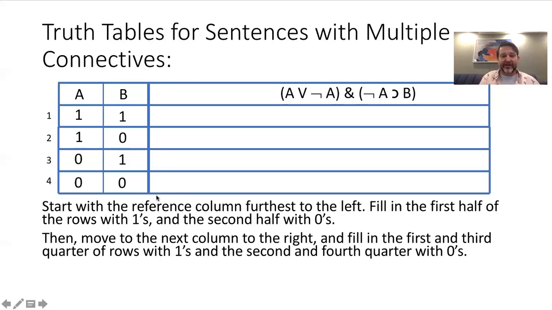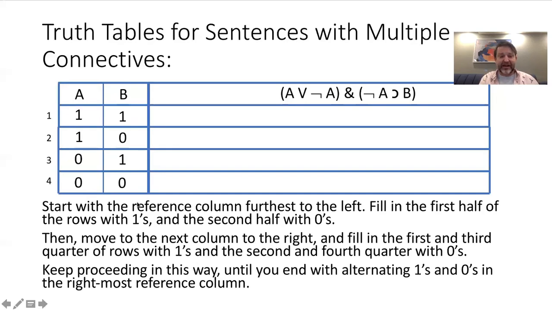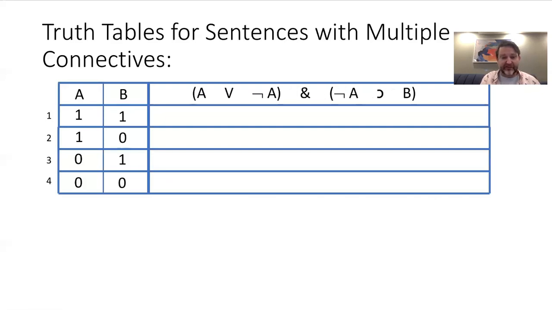So we're setting up these reference columns in this way. As I was just saying, you would keep proceeding in this way until you end with alternating 1s and 0s in the rightmost reference column. Here, because this has 2 atomic sentences that compose it, we've exhausted the possible ways that the atomic sentences might be true or false relative to one another.